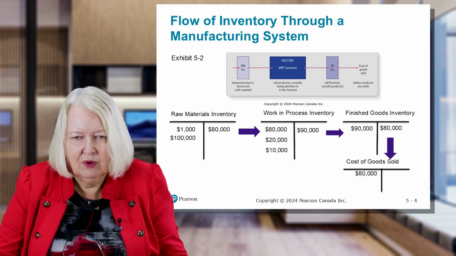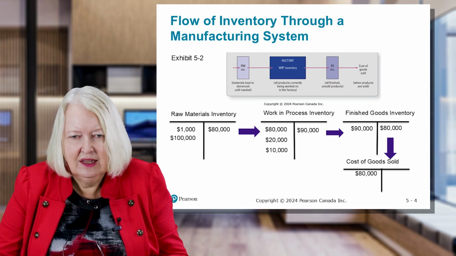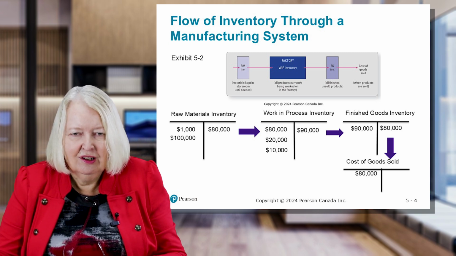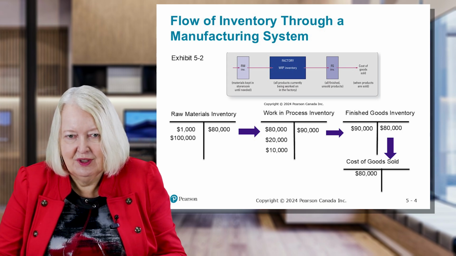What makes up your work in process is your actual inventory itself, then you have your labor and your overhead. Then you move this to finished goods inventory at your $90,000, and the next stage is when it actually is going to be sold. We take the $80,000 out of finished goods inventory and we move it to our cost of goods sold. So basically the dollars will follow the physical movement of the inventory, if you think of it that way.